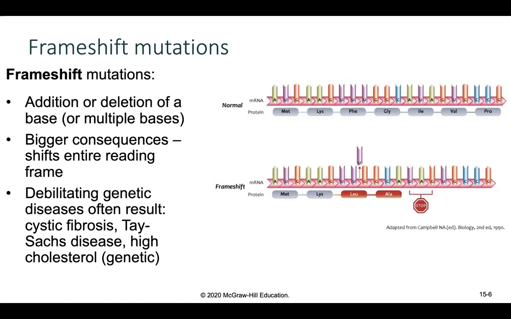So a lot of people, even if you eat really well and you have a healthy diet and you exercise, some people still have high cholesterol because of basically a frame shift mutation. So if you hear of someone who has genetically high cholesterol, not from poor diet or lack of exercise, but just from a genetic standpoint, it's likely due to a frame shift mutation. So I guess that's not a debilitating genetic disease, but the other 2 definitely are.